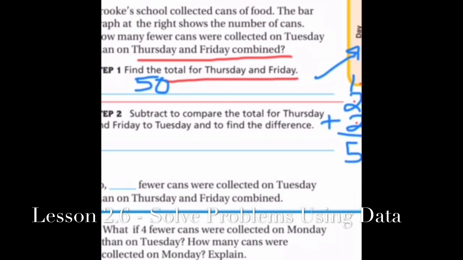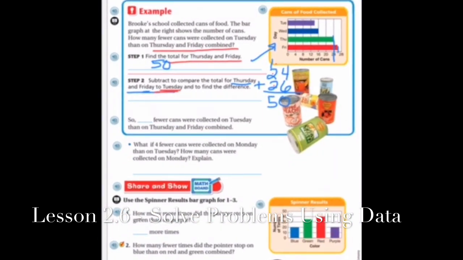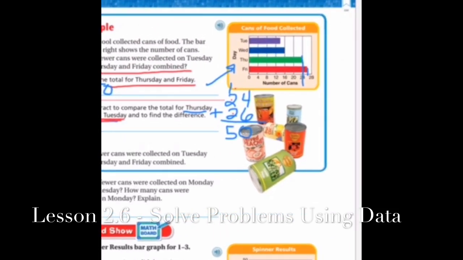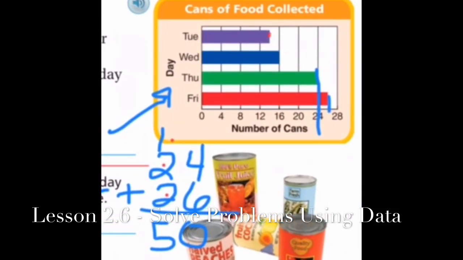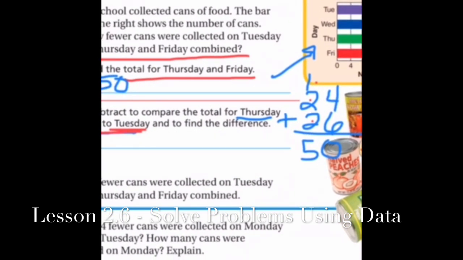Step 2. Subtract to compare the total for Thursday and Friday to Tuesday. So Thursday and Friday was 50, and Tuesday, I have to look at that. Here's Tuesday, goes straight down. It's halfway between 12 and 16, so that's going to be 14. So my subtraction problem now is 50 minus 14. Again, go ahead and pause the video. Do that subtraction problem on your own. Check your work with mine when you resume your video.